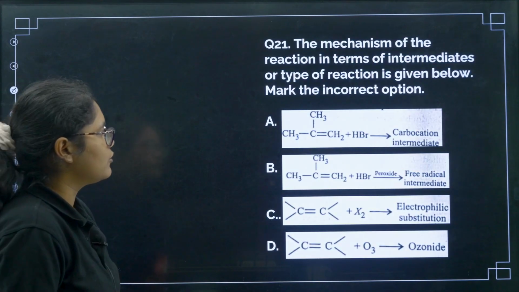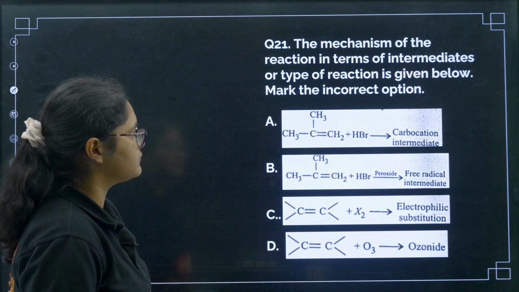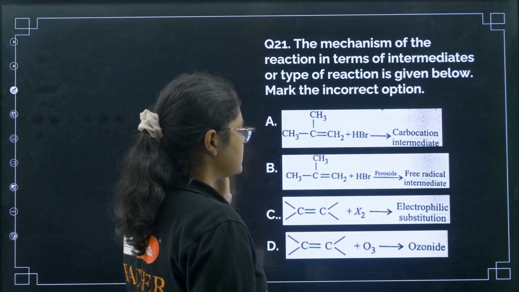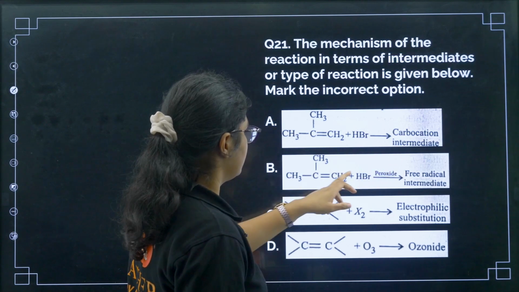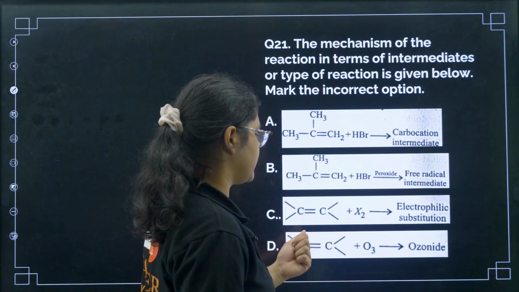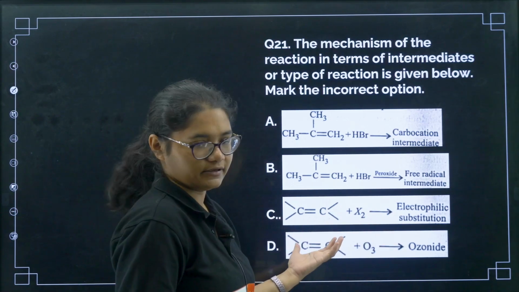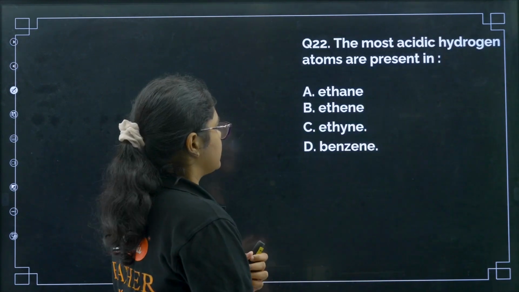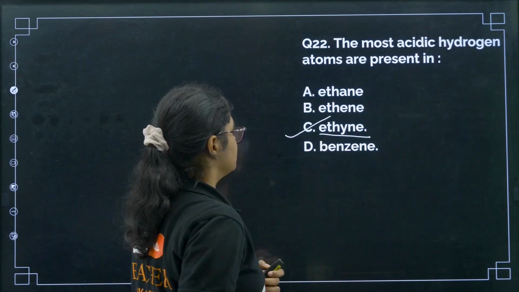Next, the mechanism of the reaction in terms of intermediate or type of the reaction is given below. Mark the incorrect option. Here in this process we will get a carbocation intermediate. Yes, that is correct. In case of HBr with peroxide, we get a free radical intermediate. That is also correct. X2 is electrophilic substitution? No, this is an addition reaction, right? So this is incorrect. Option number C. Next, the most acidic hydrogen atoms are present in ethyne. We know, option number C.